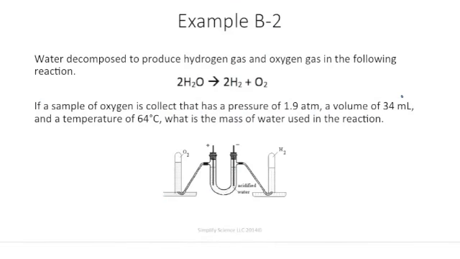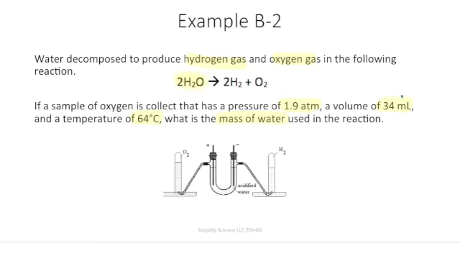All right, let's look at this one. It says example B2, water decomposes to produce hydrogen gas and oxygen gas in the following reaction. Gave us the equation. It says if a sample of oxygen is collected that has a pressure of 1.9 atmospheres, 34 milliliters, and a temperature of 64 degrees Celsius, it wants to know what is the mass of the water used in the reaction. So we're searching for the mass of water.